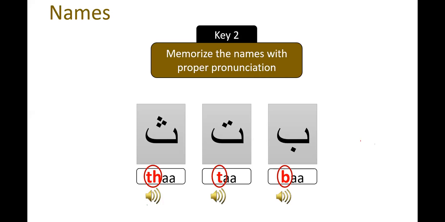Okay. Excellent. So remember the first key. Who remembers what the first key is quickly? If someone can type very fast what the first key was. We spoke about symbols. Take note of similar symbols. Excellent. And key 2 is memorize the names with proper pronunciation. Okay, excellent.